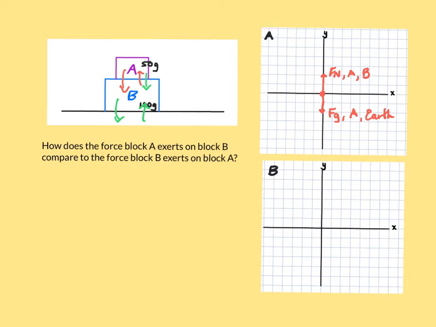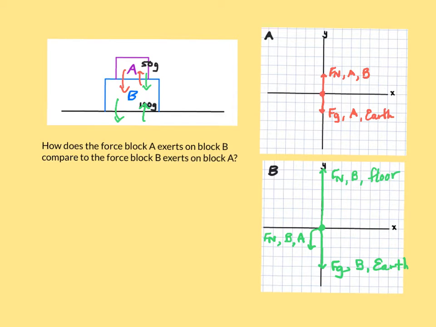So we've got the force of gravity. I'm going to draw that twice as big as I drew the force of gravity for A, because it has twice the mass. This is the force of gravity on B by the Earth. There's also a normal force on B by A. And since B isn't moving, this all has to be countered by a normal force on B by the floor.